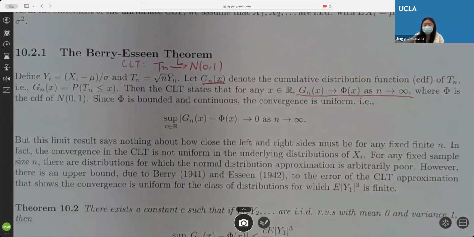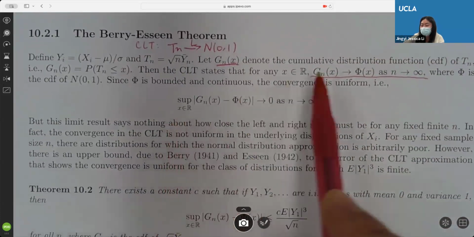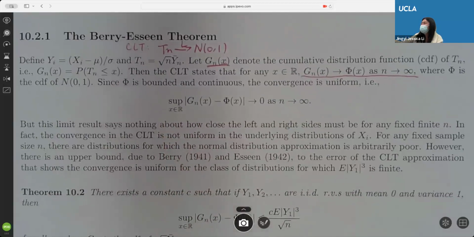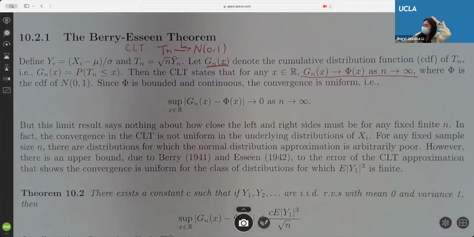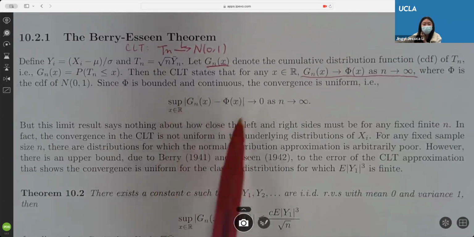Since phi is bounded and continuous, the convergence is uniform. This is also something we know before: going from pointwise convergence to uniform convergence is a real analysis result. Essentially, if the limiting function is bounded, because the standard normal CDF, like any CDF, is bounded between 0 and 1 and always continuous everywhere, then we can have uniform convergence. So the sup over x of this difference converges to 0 as n goes to infinity.